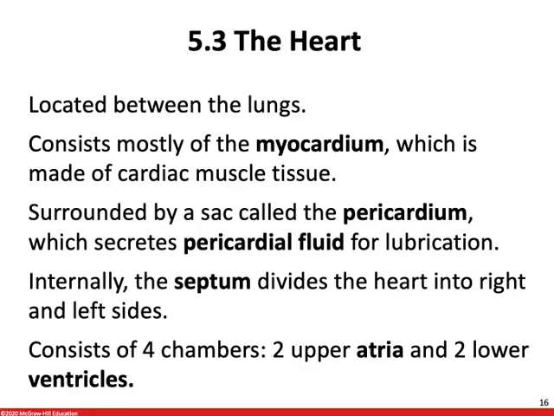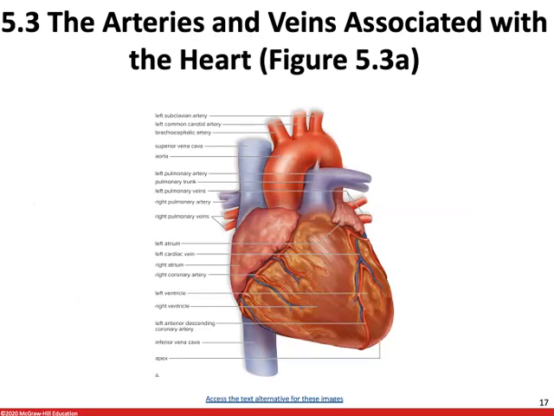Inside the heart, there is going to be a septum that divides the heart into right and left sides. The right side is going to be responsible for pumping blood to the lungs. Inside the lungs, blood is going to pick up oxygen, drop off carbon dioxide. And the left side, the blood is going to be pumped to the rest of the body, where it will drop off oxygen and pick up carbon dioxide. The heart itself consists of 4 chambers. There'll be 2 upper atria and 2 lower ventricles. And we'll look at some of those different regions of the heart in a moment.